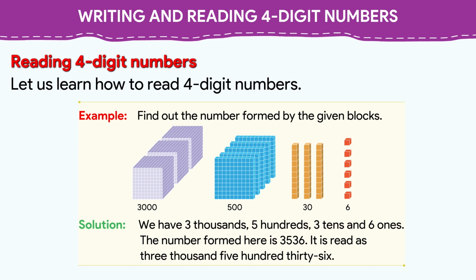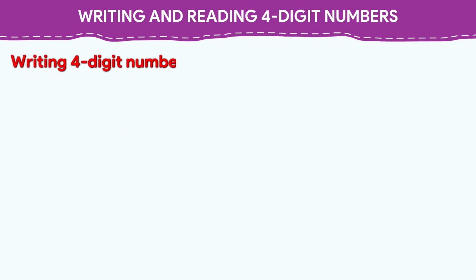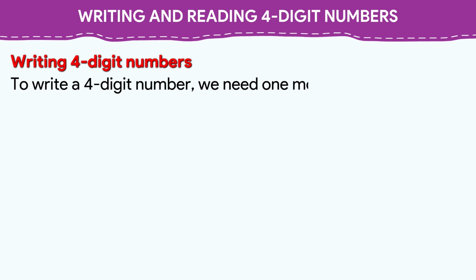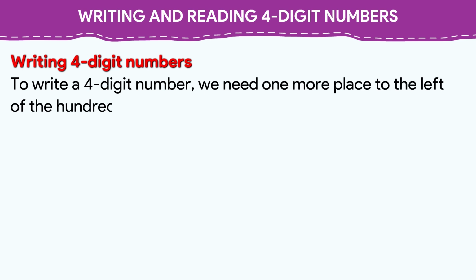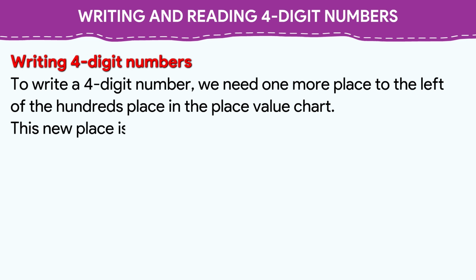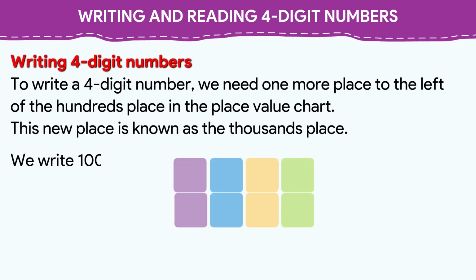Writing 4-digit numbers. To write a 4-digit number, we need one more place to the left of the hundreds place in the place value chart. This new place is known as the thousands place. We write 1000 as shown.